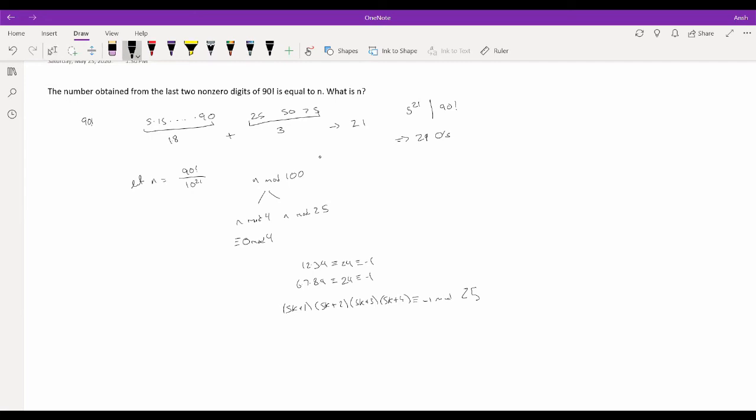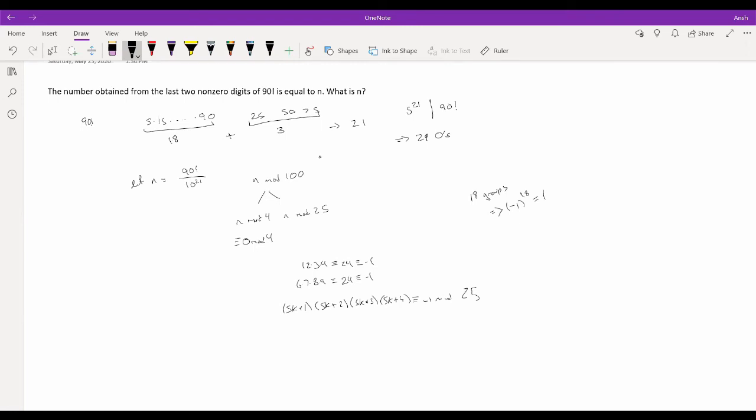So we can group the non-multiples of 5 in 90 factorial into groups of 4, and there are exactly 18 of these groups. You have 1 through 4, 6 through 9, dot dot dot, all the way until 86 through 89, and there are exactly 18 of these. So all the non-multiples of 5 in 90 factorial just become -1 to the 18th power, which would just be 1. So we can effectively just ignore all of these in the product.